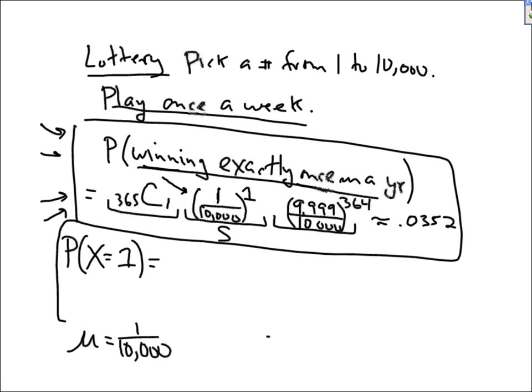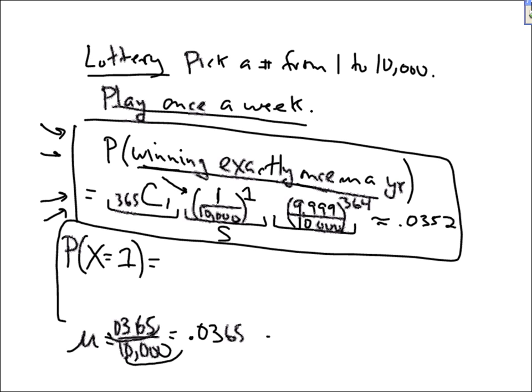However, I do have one slight error. We're playing this game every day of the year. So we have 365 out of 10,000 chances of winning, which happens to be 0.0365. Move the decimal in 4 spaces. So that's mu, and x is 1.